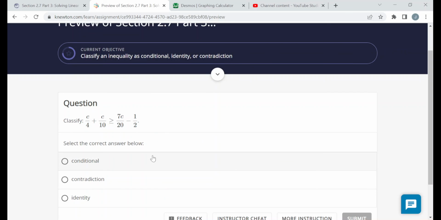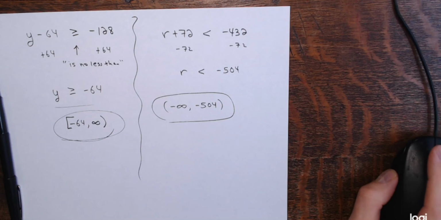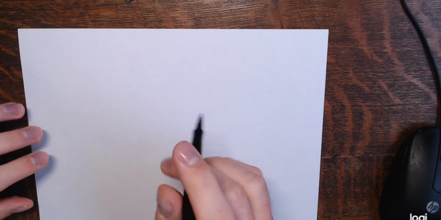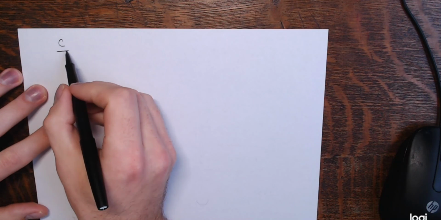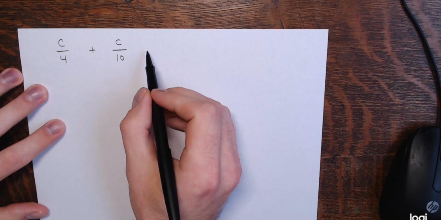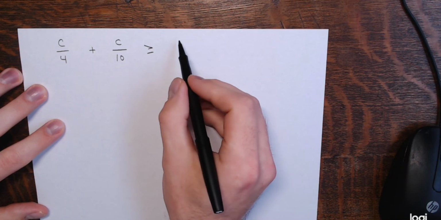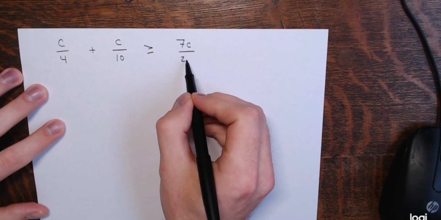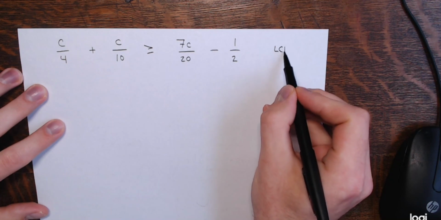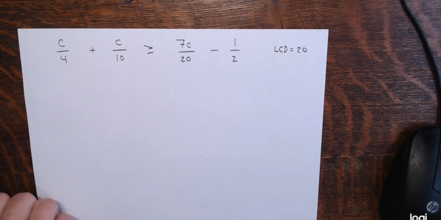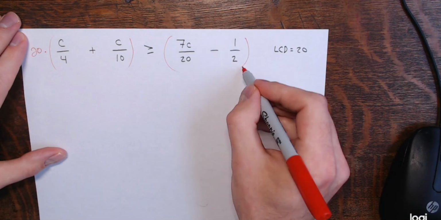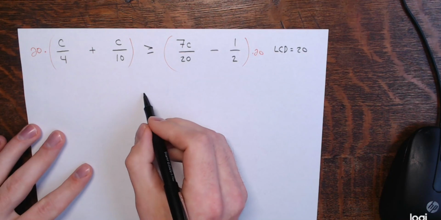All right. Now this one's got some fractions in it. I'll actually write this one out, and again, hopefully I write it out correctly. So we have c divided by 4 plus c divided by 10 is greater than or equal to 7c divided by 20 minus a half. I'm hoping it's obvious here that the least common denominator is 20. So I'm going to multiply everything on both sides by 20. Now that's a positive 20, so the inequality doesn't change.